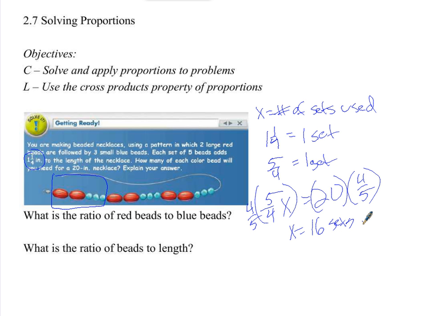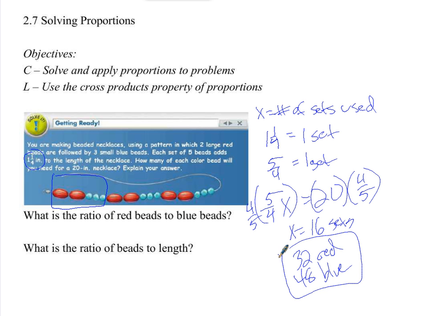Because now we know how many sets we're using, and we know that each set looks like this. So that means how many red beads do I need? 32 red. And how many blue beads do I need? 48 blue. So that would be the answer there. You got to figure out how many sets are in the necklace, then you know how many of each you will need to make that necklace.